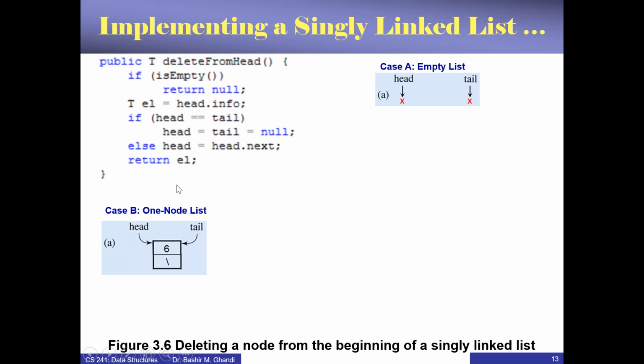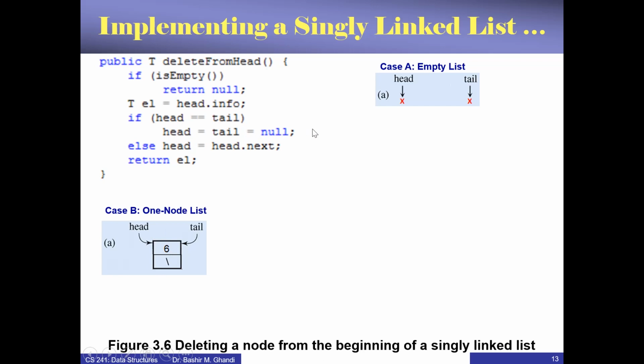Okay, I should emphasize that head equal equal tail actually can mean two things. It can mean the list has one node, or the list is empty, because here both of them are null. But we have already taken care of the first case. If it's empty, meaning if it is this case, return null. So if we are able to reach here, it means it is not empty. So it can only mean this case, head equal to tail. It means there is only one node. So in that case, this is the only thing you have to do.